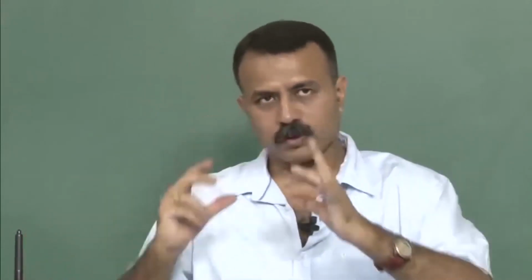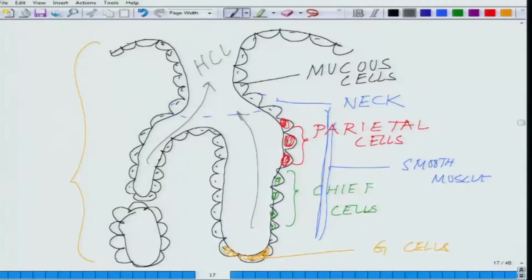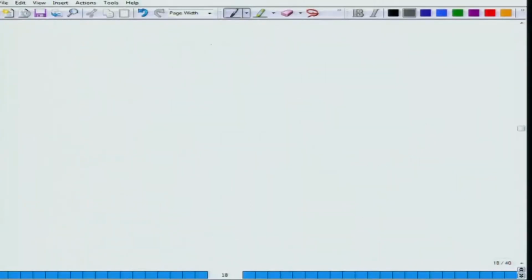Now what we will do is pick up the individual cell here, and talk about how it helps in the formation of hydrochloric acid. Just going back to the cellular geometry of it. We talked about the parietal cells. Within the gastric pit, now we are inside the gastric pit.